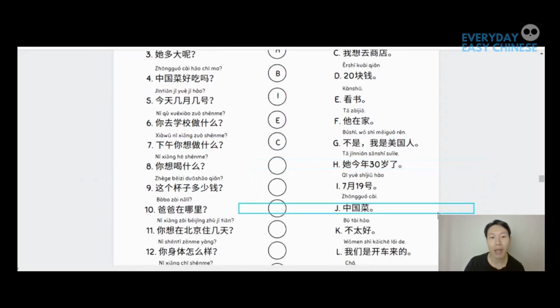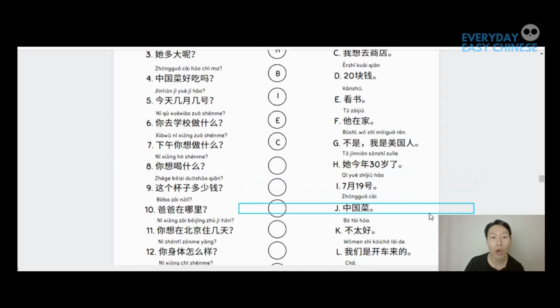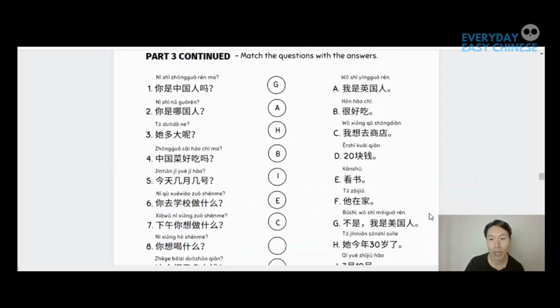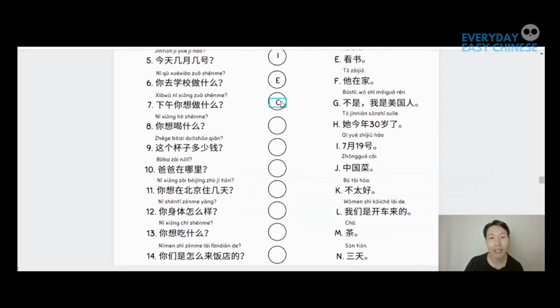Okay. Number 8. 你想喝什么? What do you want to drink? So let's see if there's any liquid here. Okay, we have M. 茶, which means tea. So I want to drink tea.